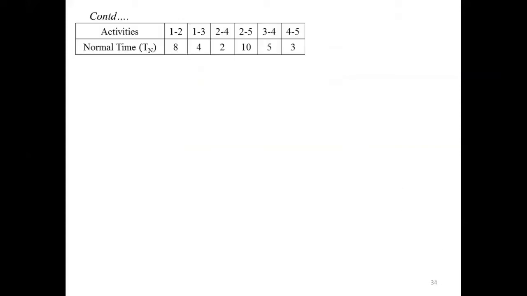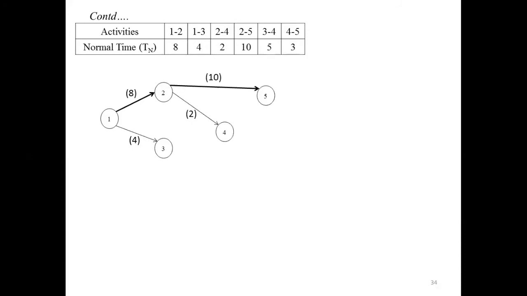Then next, whatever activities and normal times are given in the problem, you need to copy them down and construct a network drawing. Since there is an activity between 1 and 2 and the normal time is 8, it is represented by a node and an arrow mark. Similarly, for 1 to 3 we have 4, for 2 to 4 we have 2, for 2 to 5 we have 10, for 3 to 4 we have 5, and for 4 to 5 we have 3. After completing the network drawing, we have to identify the paths. In this network drawing, we have three paths.